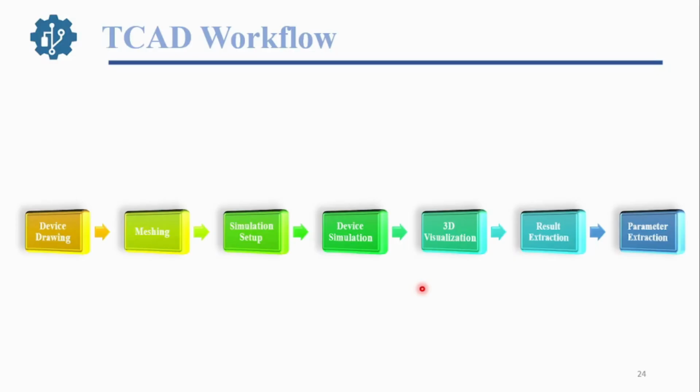After the device drawing, you go to the meshing part. Basically, you cover all the layers and the thin film, just covering the mesh. And after the meshing, you see here the simulation part, the simulation setup is done. And after the device simulation, you see here the 3D visualization, result extraction, and the parameter extraction. These are some important and usable parts for creating a device on a TCAD tool.